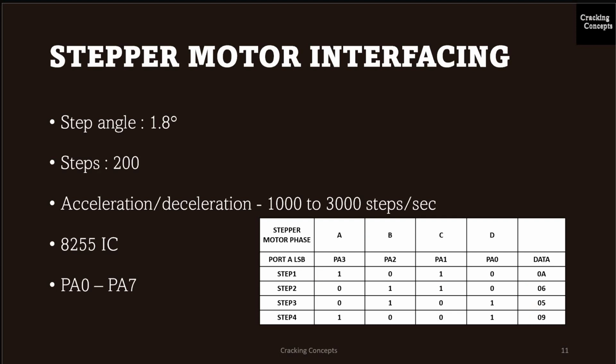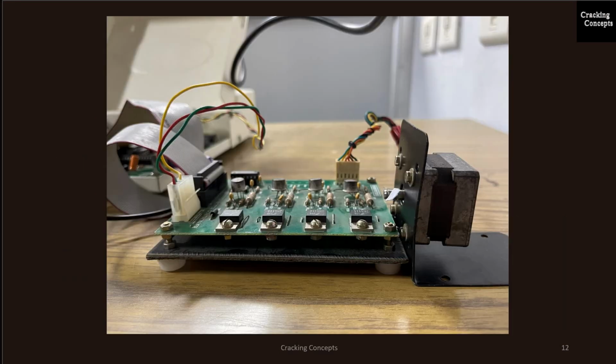This is the same table. We have labeled it according to the ports of 8255, and this is the data. That is the hex equivalent of this. Now this PA0 to PA3 is connected through buffer and driving circuit to the winding of the stepper motor. This was what I talked about previously. This is connected to the motor.